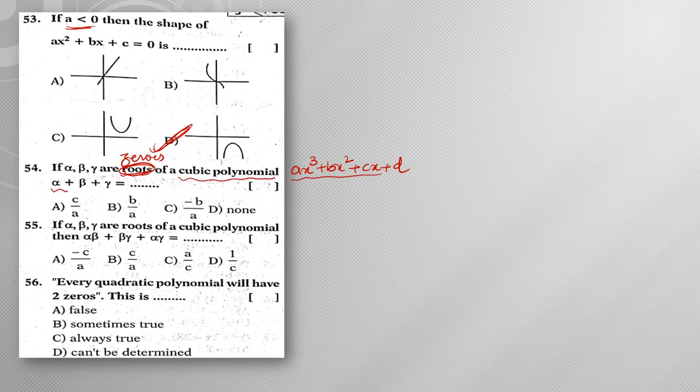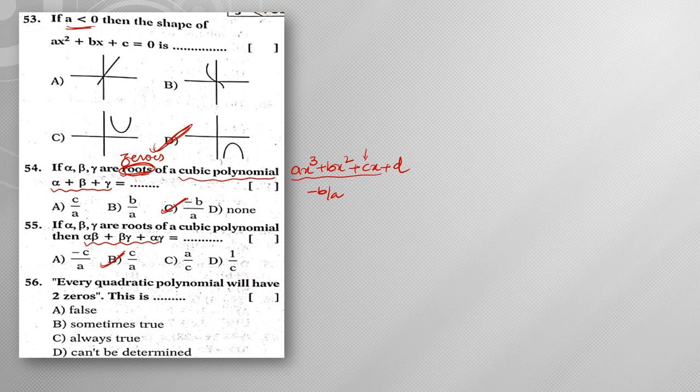Now he is asking you to find the sum of zeros. The sum of zeros is given by minus b by a. Hence the answer is minus b by a. Next, the sum of product of zeros taken 2 at a time. Taken 2 at a time means c by a. So the answer is c by a.